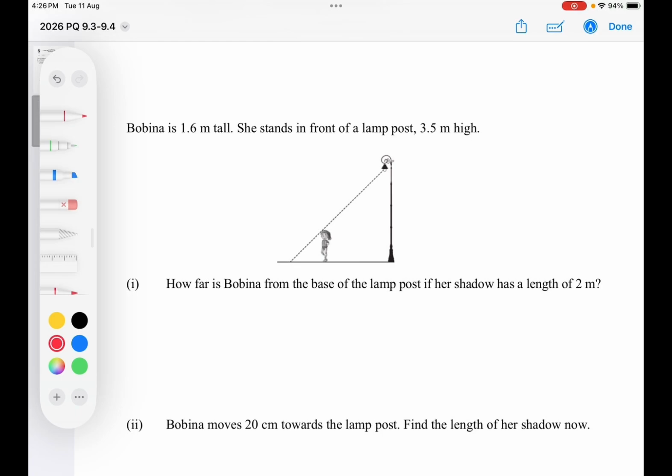Bobina is 1.6 meters tall. She stands in front of a 3.5 meter tall lamppost. How far is she from the base? We use the fact that similar triangles have the same ratio. So 1.6 is to 3.5 will give me 16 is to 35, right?